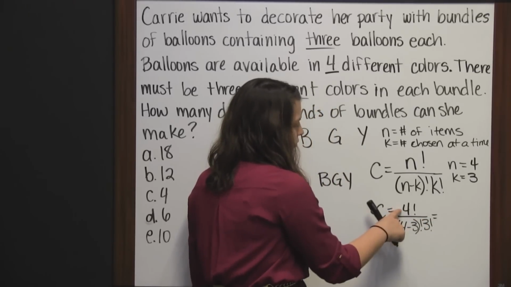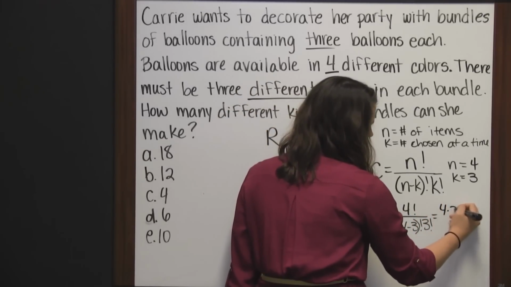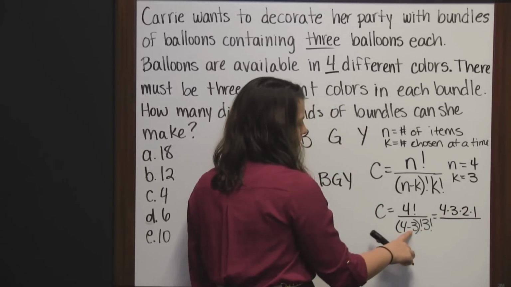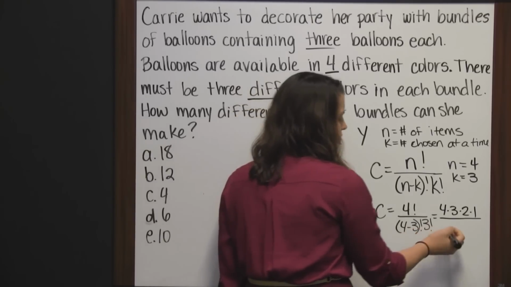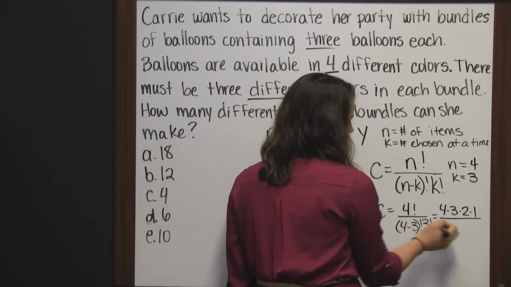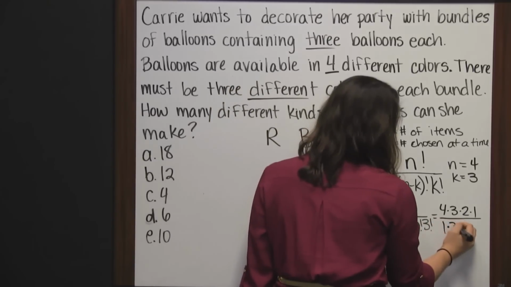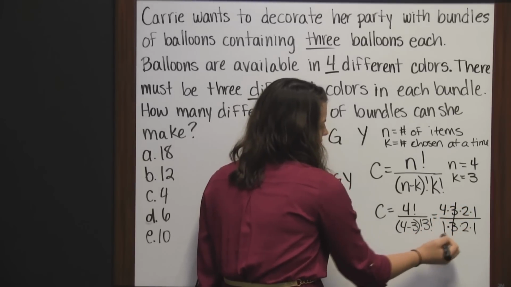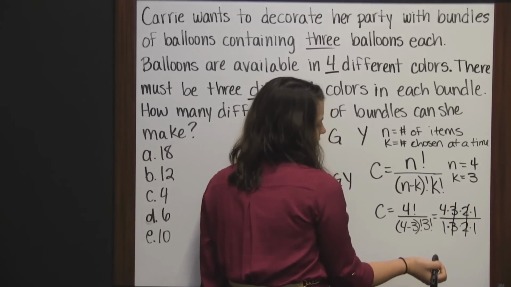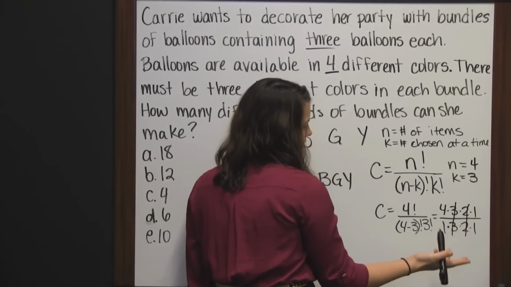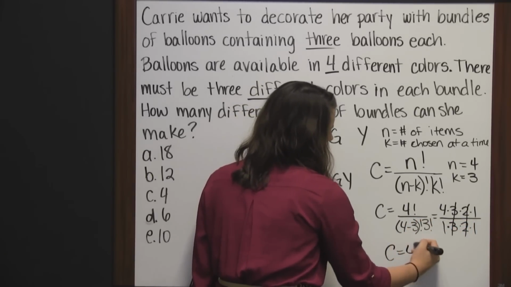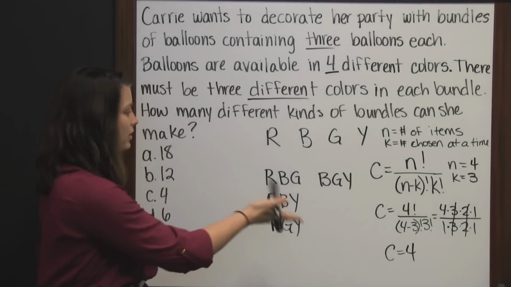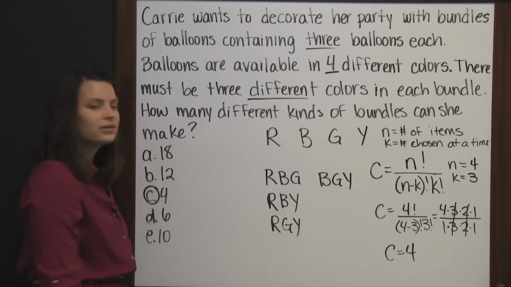Simplifying that, 4 factorial just means to do 4 times 3 times 2 times 1. Divided by 4 minus 3 is 1, 1 factorial is just 1, times 3 factorial, which is 3 times 2 times 1. 3 divided by 3 is 1, 2 divided by 2 is 1, 1 divided by 1 is 1, so we're left with that C equals 4. There are 4 different combinations you can make. So either way you do it, we get 4.